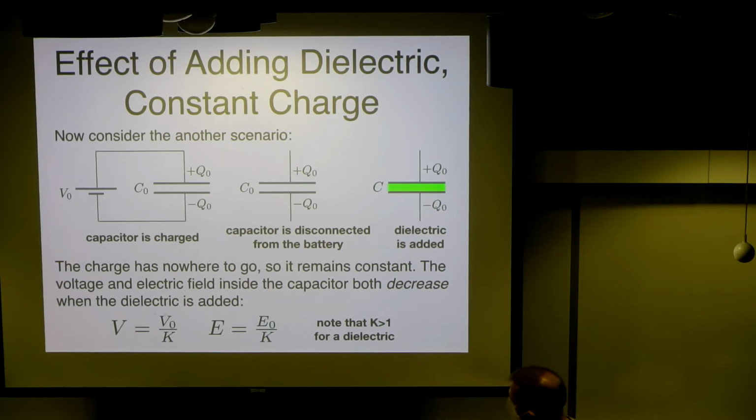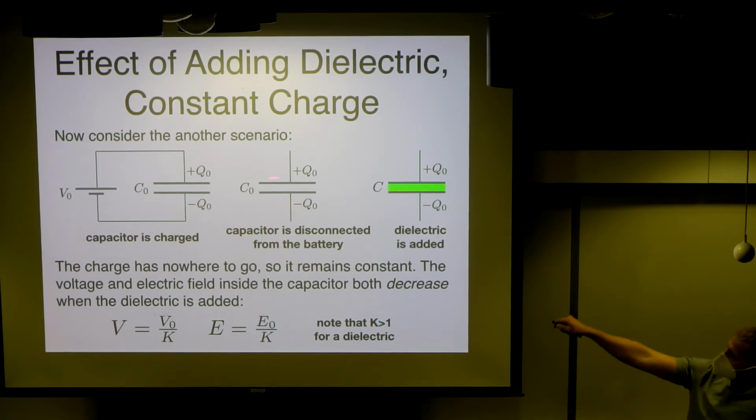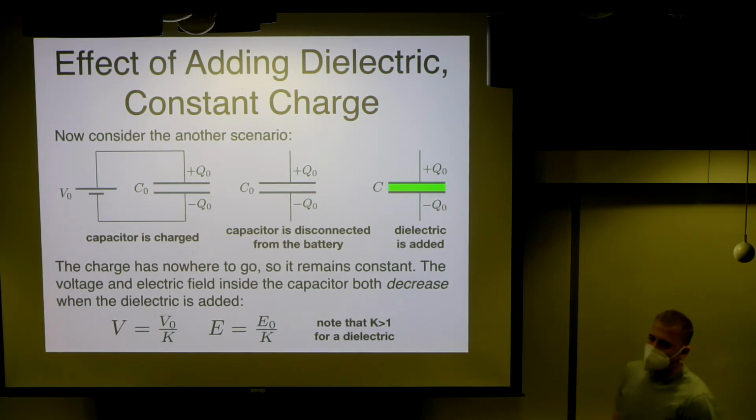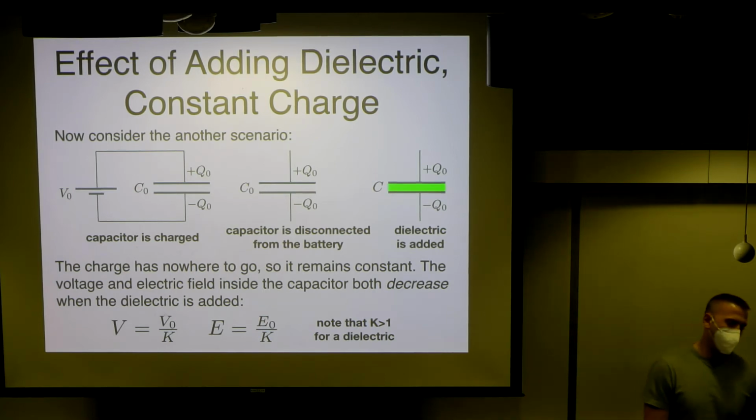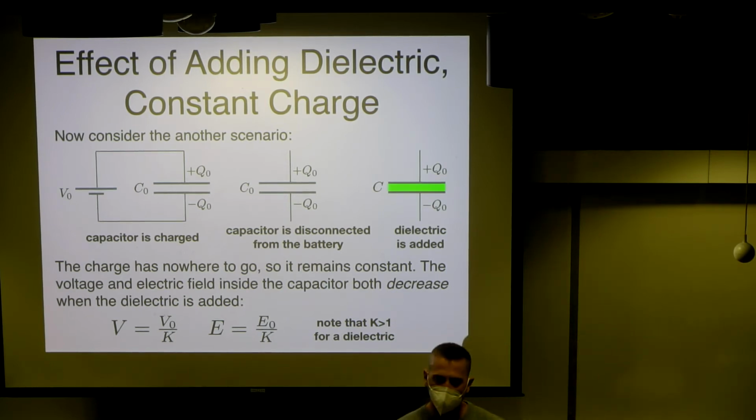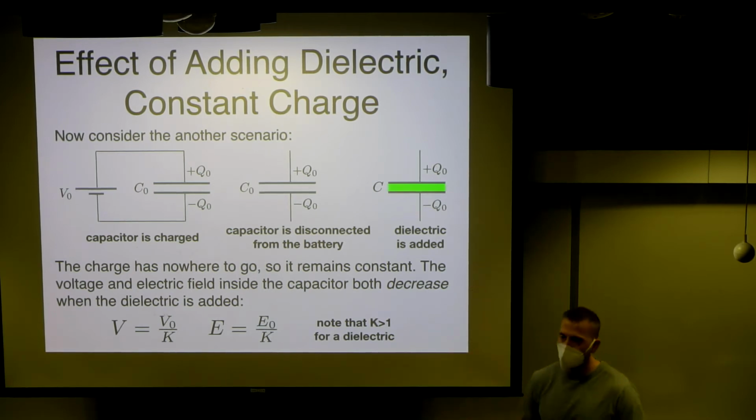But then we're going to do something different in the second step. We're going to disconnect the capacitor from the battery. Same capacitor as before, but now it's disconnected from the battery. But it has that same charge on it from before because it acquired that charge by being connected to the battery. Then in the third step, we're going to add the dielectric. We're just going to slide this dielectric material in between the two plates. And what we'll see is the charge stays the same, for the simple reason that the charge has nowhere to go. It's pretty much just stuck on the plates.